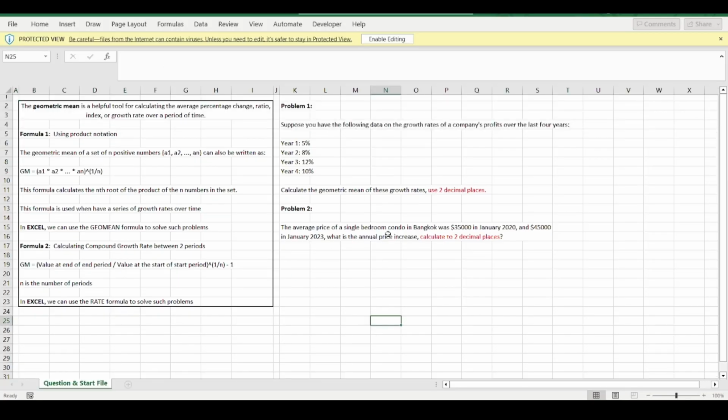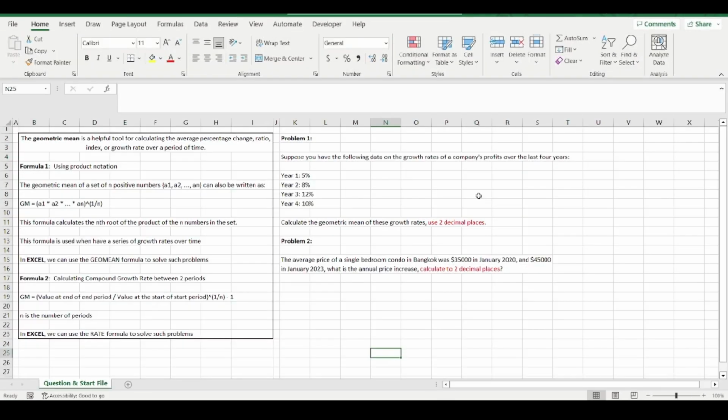Okay, so in the first problem, we are given a company's annual growth rates and profits: 5%, 8%, 12%, 10%. We are asked to work out the geometric mean of these growth rates. We're actually asking what compound growth rate, if it stayed the same over 4 years, would arrive at the same end value of the company's profits. In this case, we're going to use the GEOMEAN function.